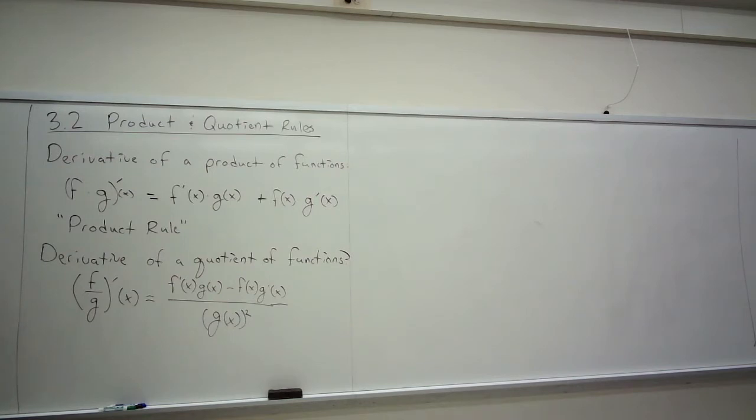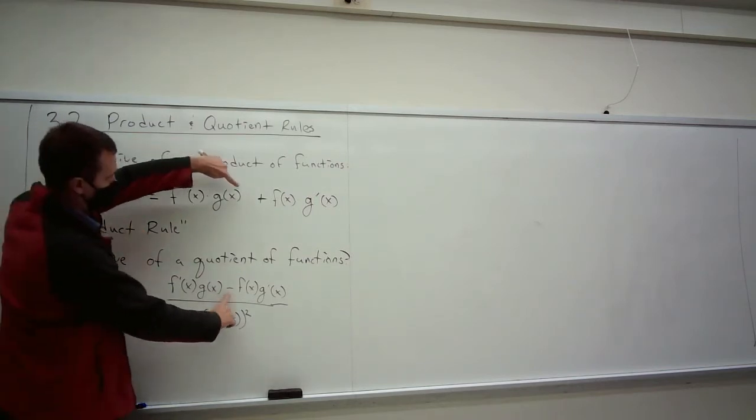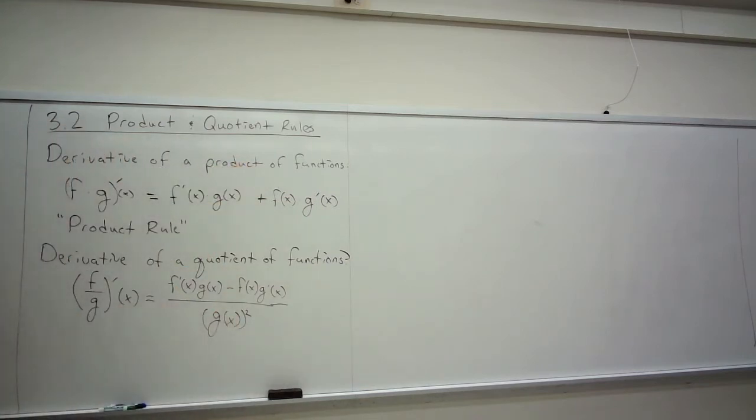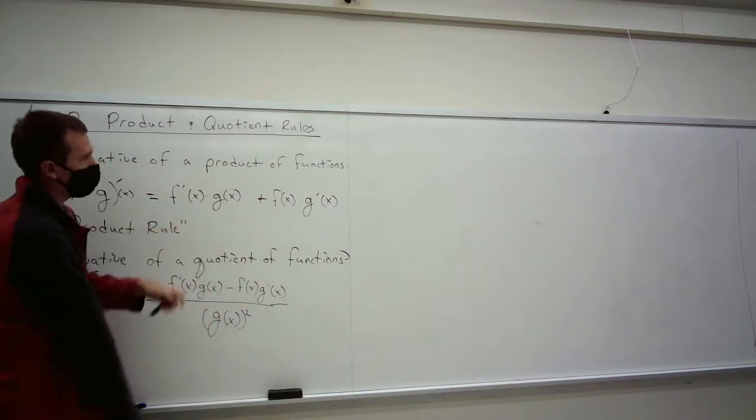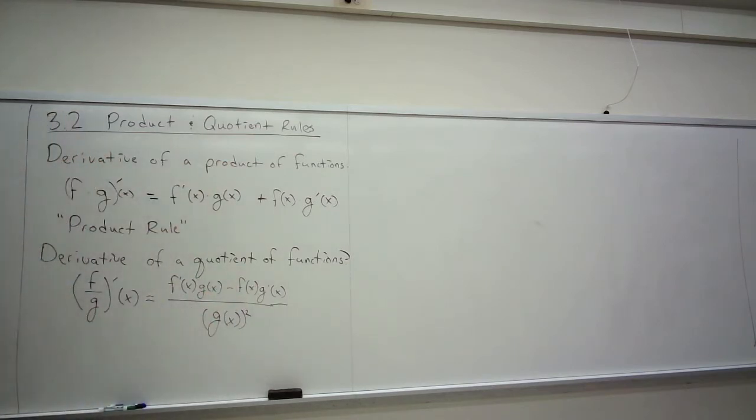It is, like I said, very similar with a key change in the middle. Because again, we can think of quotients as multiplication: f times 1 over g. So it shouldn't surprise us that there's similarity here. Right?